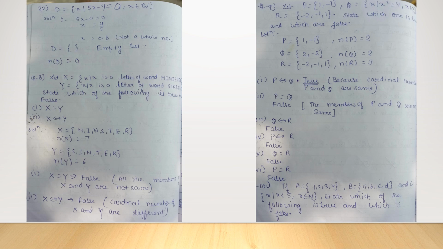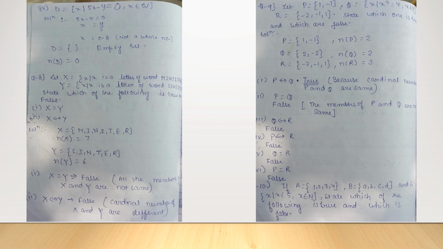Question number 8. Let X is equal to {x such that x is a letter of the word minister}. Y is equal to {x such that x is a letter of the word sinister}. State which of the following is true and which is false. So we will write down the sets at first and find out their cardinal number. Set X is equal to {m, i, n, s, t, e, r}. So n of X, cardinal number of set X is equal to 7. Set Y is equal to {s, i, n, t, e, r}. So cardinal number of set Y is equal to 6.